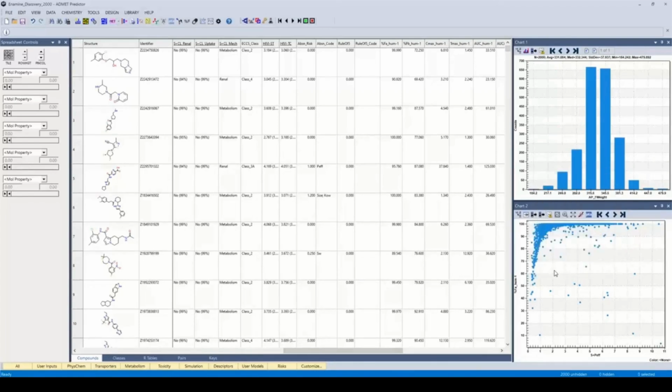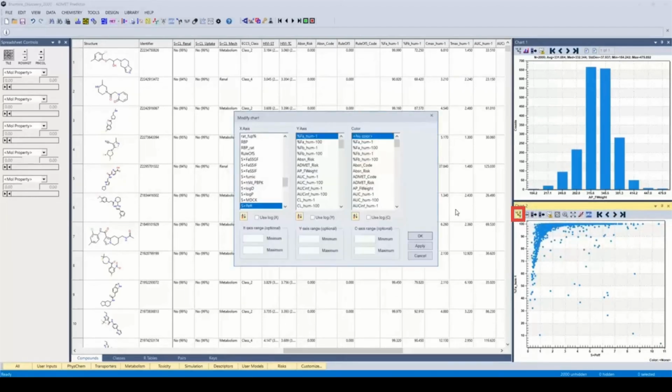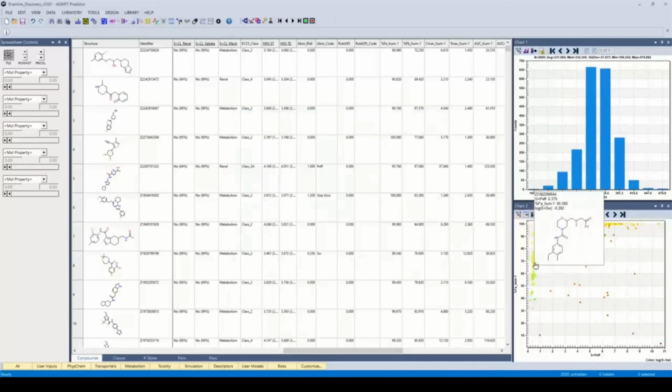However, there are compounds that do fall out of this relationship, and again, if we color our compounds by solubility, and we're going to put solubility on the log scale here, you will notice that the compounds that fall out of that general relationship are compounds that are predicted to have lower solubility, and those are referred to as solubility limited compounds.